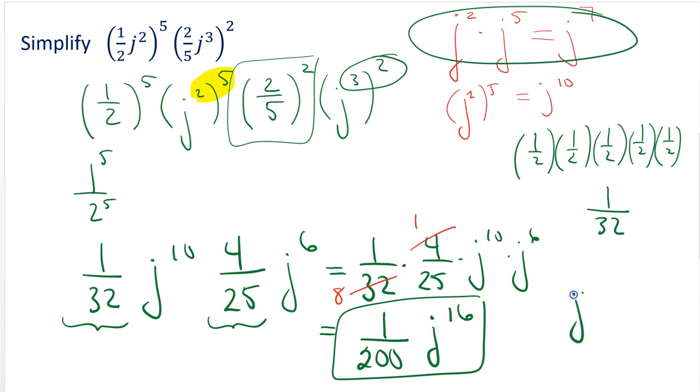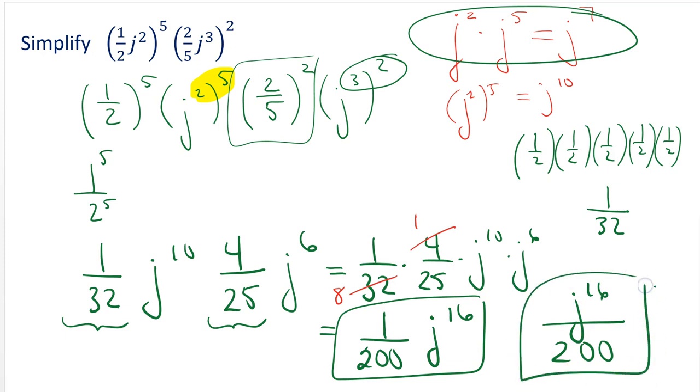Also, j to the 16th over 200, do you see that's correct as well? Because if I multiply 1 times j to the 16th, that's j to the 16th, and then 200 times the 1 in the denominator here is 200. Both of those are perfectly acceptable answers, and I'm crossing my fingers that if you type that in Newton Alta, it would also give you a correct answer for both of these.